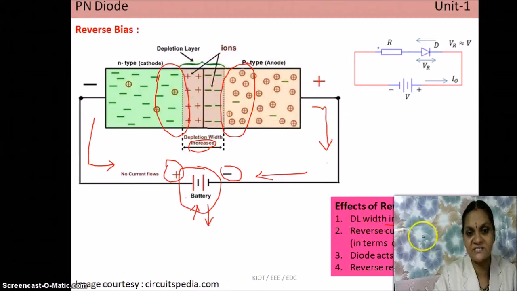So the reverse current is very small. It is in terms of very, very small amounts, in microamperes or nanoamperes.